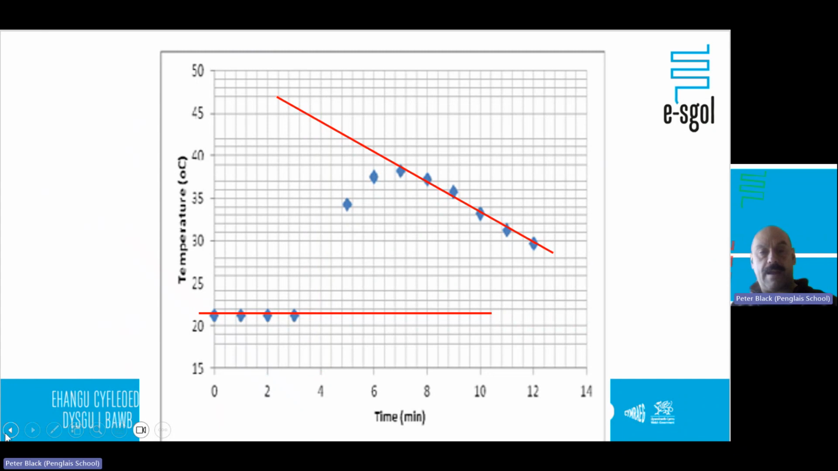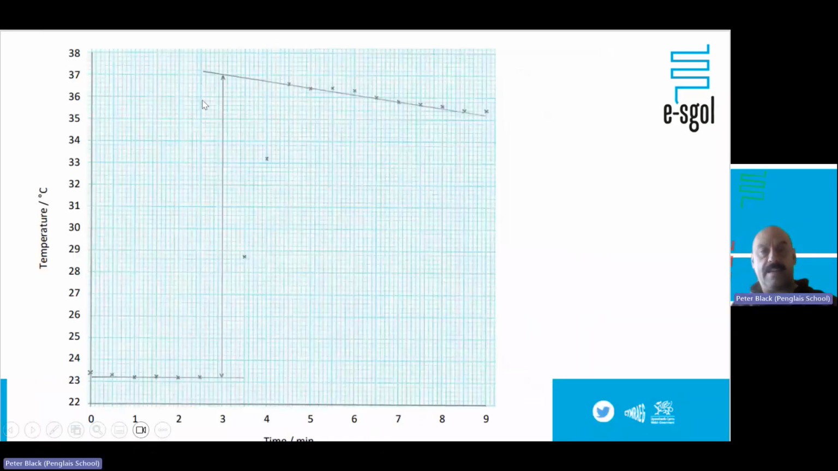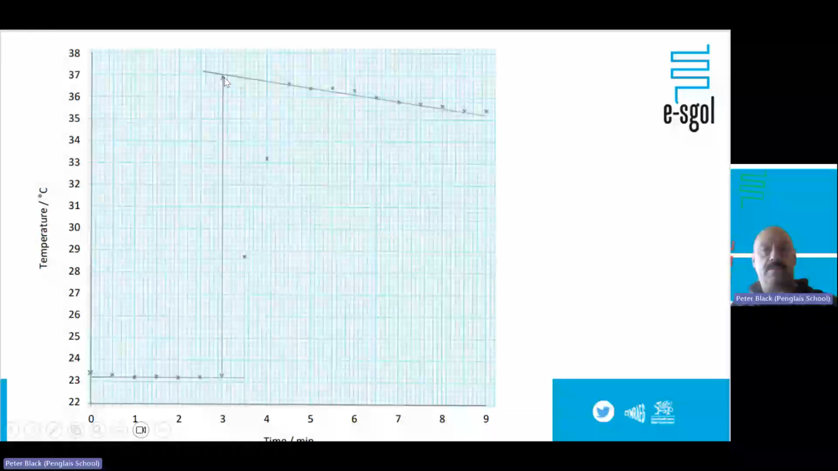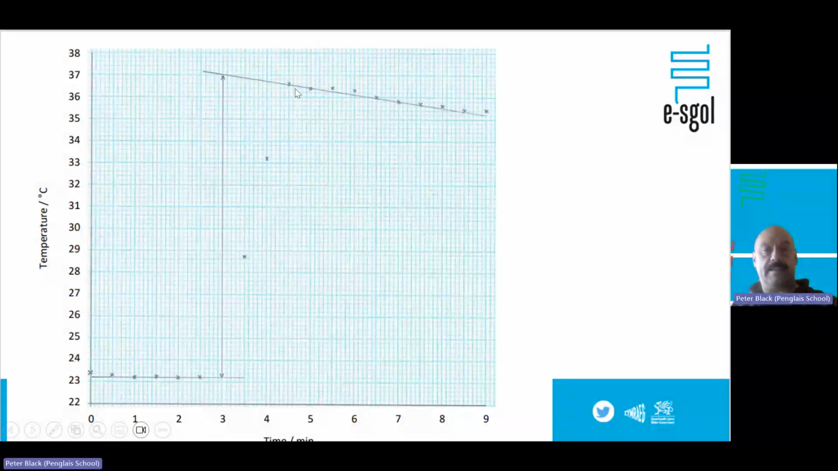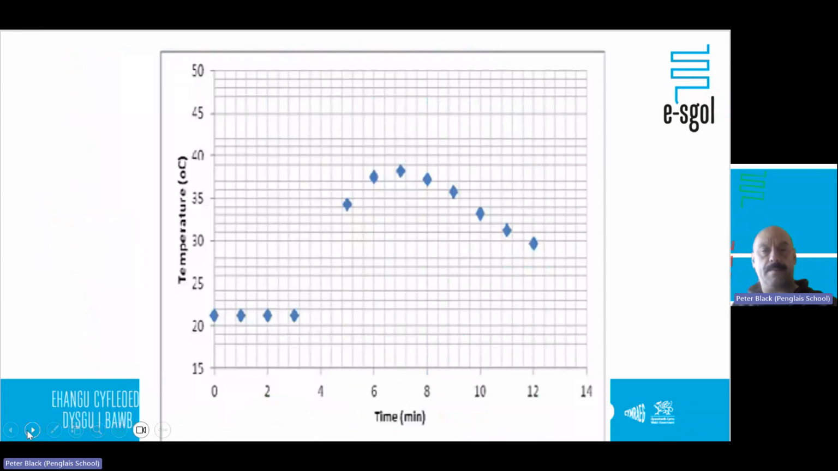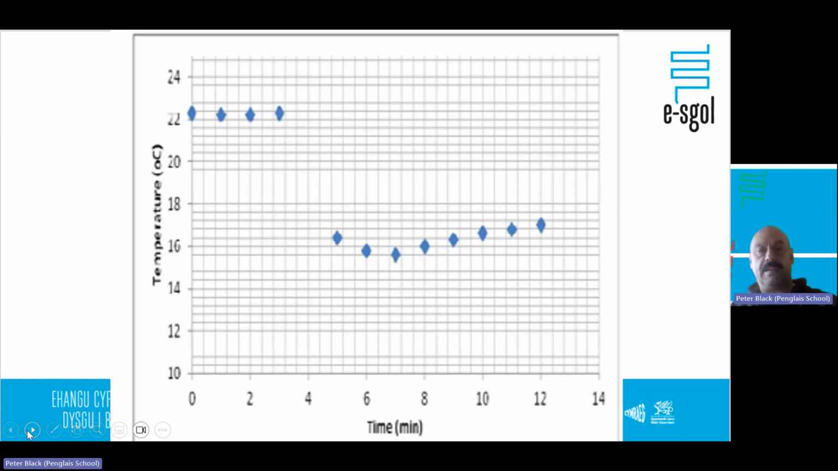If you go back to the original graph, you can see that's exactly what we've done at 3 minutes. Even though they weren't taking the temperature, they've actually drawn this line between these 2 extrapolated lines here. And that's where they'll get their delta T from, as we'll see in a moment. So, I've got some more ones for you to look at.